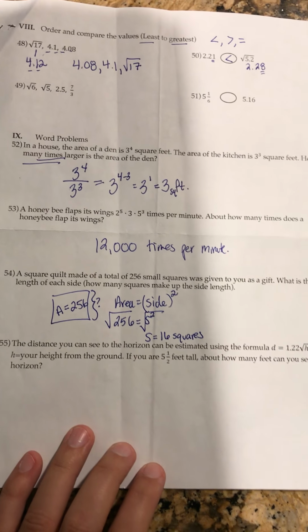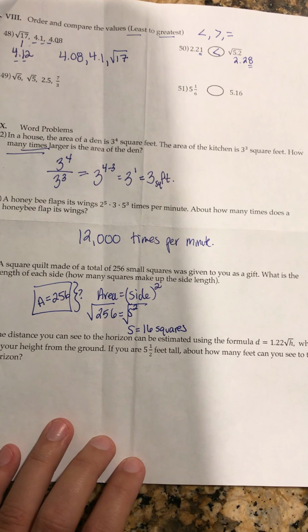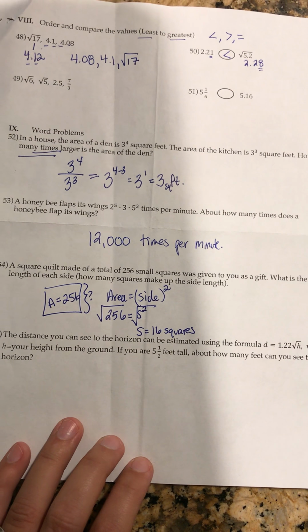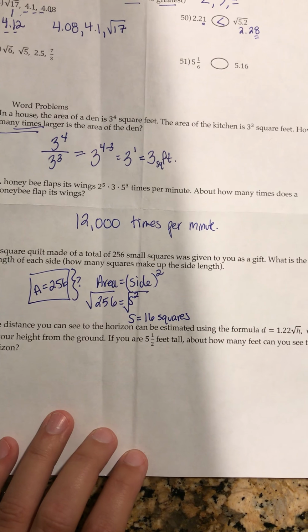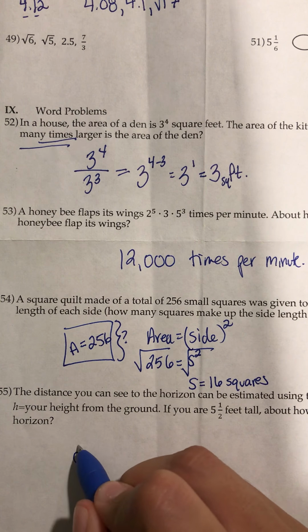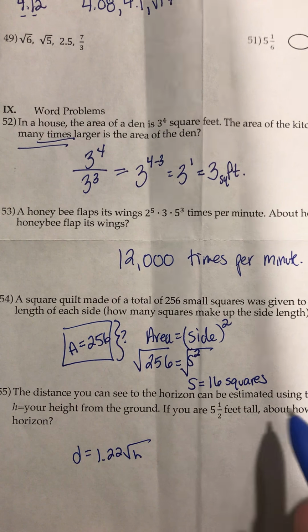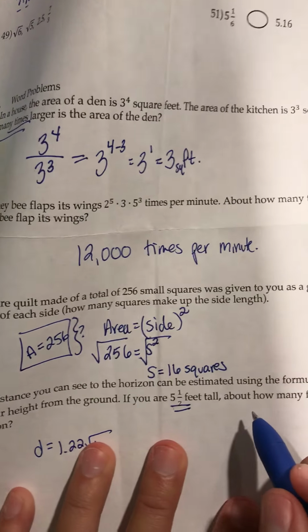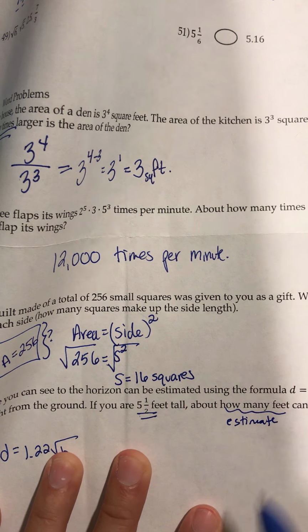And lastly, number 55, it says the distance you can see to the horizon can be estimated using the formula D equals 1.22 square root of h, where h is your height from the ground. If you are 5.5 feet tall, about how many feet can you see to the horizon? Okay, so I have that formula, and I'm given that my height is 5.5 feet tall. And it asks me about how many feet, which means I need to estimate.